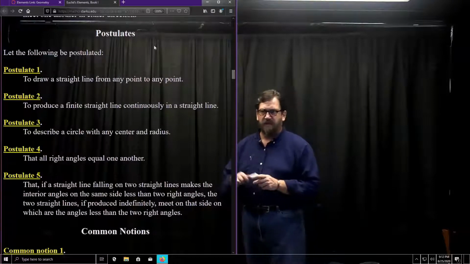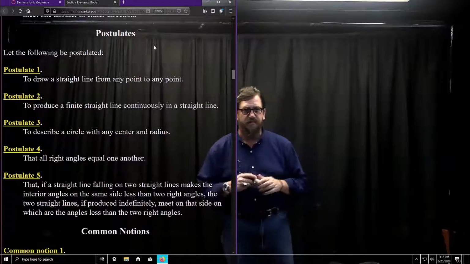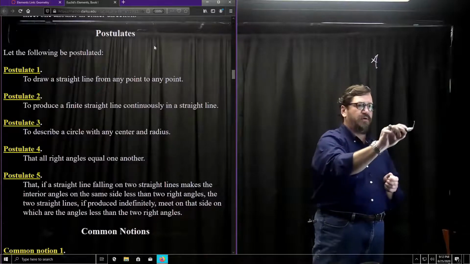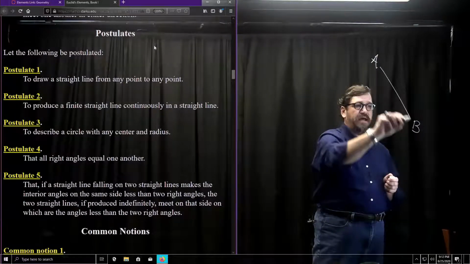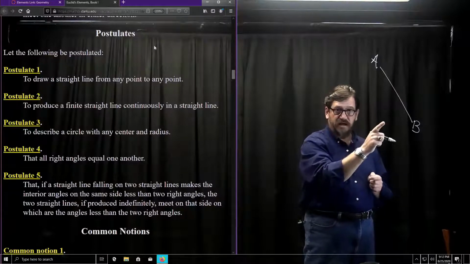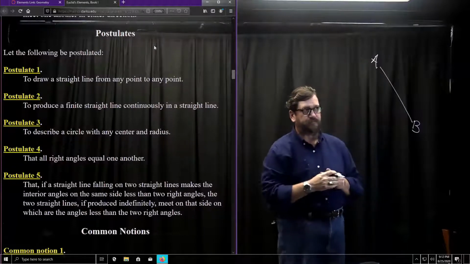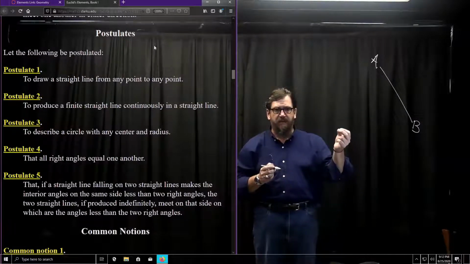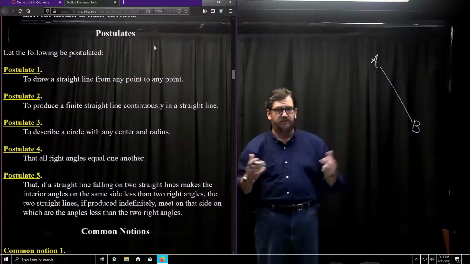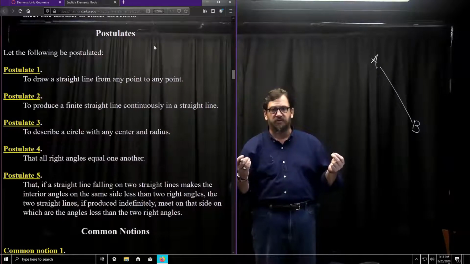Let's take a look. The first postulate, to draw a straight line from any point to any point. Obvious. Tell me where A is, tell me where B is, and I can go from A to B with a straight line. Now remember, for Euclid, a straight line is finite. He's talking about a line segment when he says line. That is a postulate of construction. It says, if I know two locations, I can connect the two locations with a straight line.